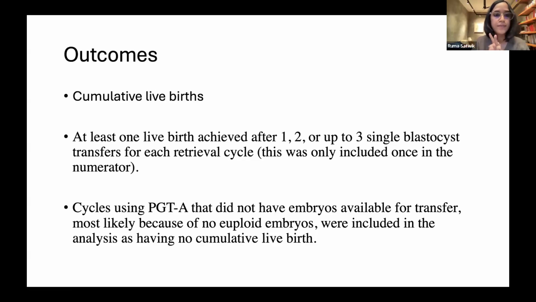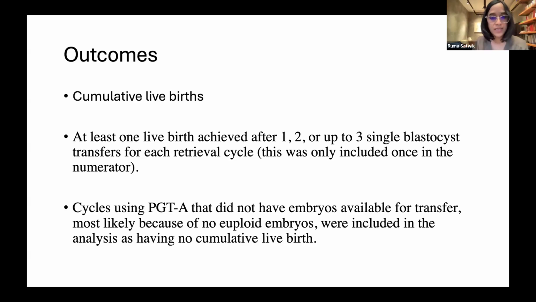How do they define it? At least one live birth achieved after 1, 2, or up to 3 single blastocyst transfers for each retrieval cycle. This was only included once in the numerator. And this, I think, needs to be relooked at because that's not how they use their statistics. But that is their numerator. And what is their denominator? Cycles using PGTA that did not have embryos available for transfer, most likely because of no euploid embryos, were included in the analysis as having no cumulative live birth.